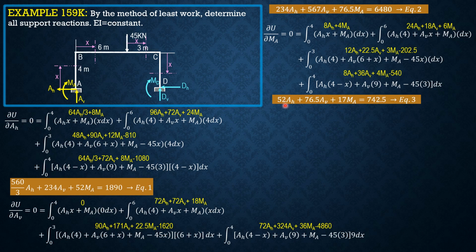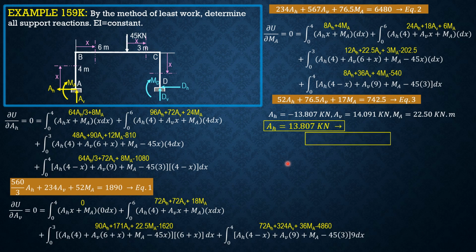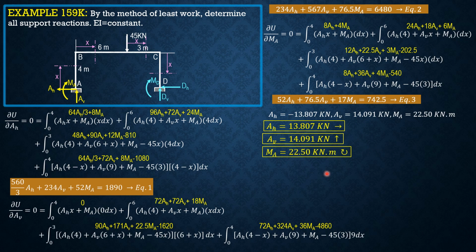So solving these three equations simultaneously, we'll get AH equals negative 13.827 kilonewtons, AV equals 14.091 kilonewtons, and MA equals 22.5 kilonewton meter. So that means only AH is wrongly assigned. It should be rightward. So to finalize the answers, AH is 13.827 to the right, AV is 14.091 kilonewtons upward, and MA, without the direction or sense, should be negative because it is clockwise. Remember, moment is positive counterclockwise. So we just put this direction, it is clockwise.